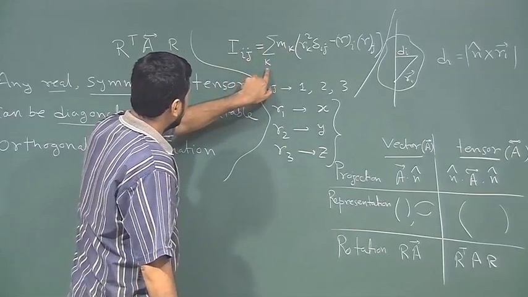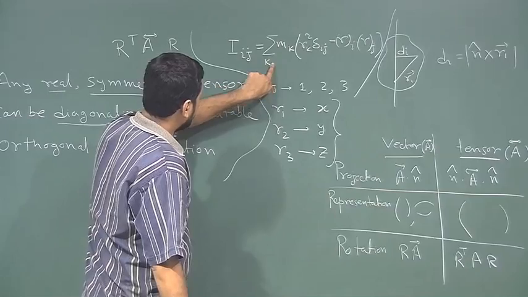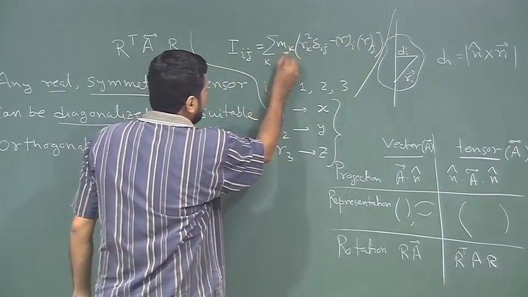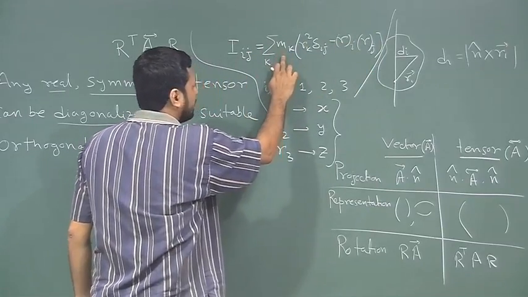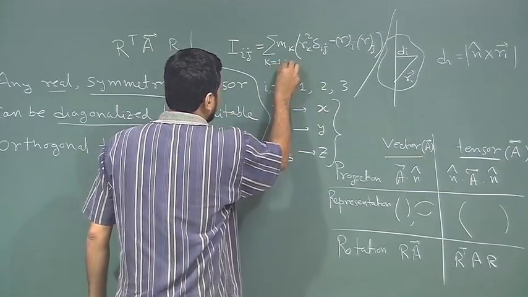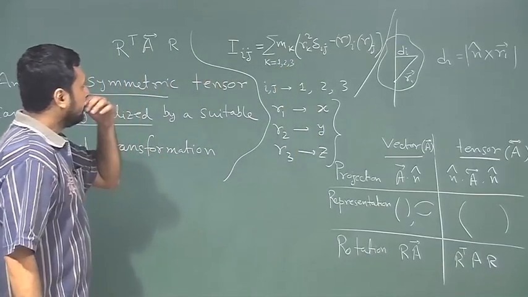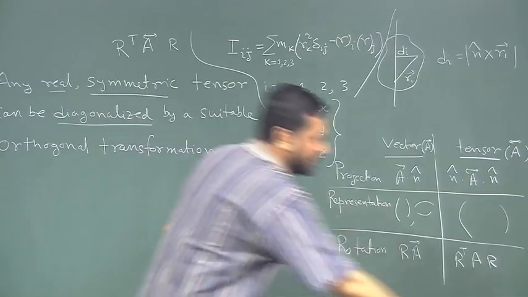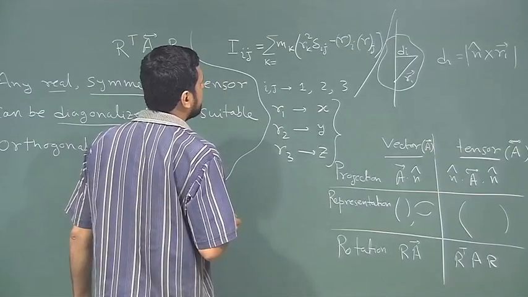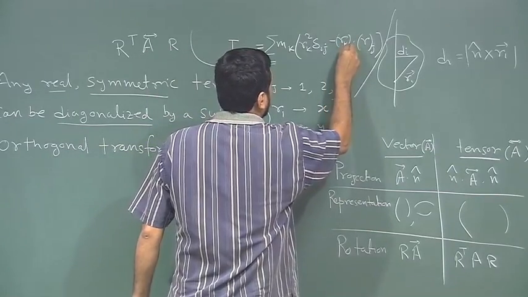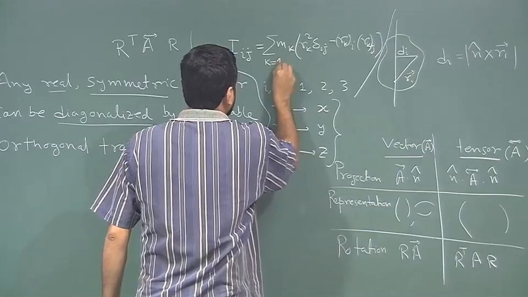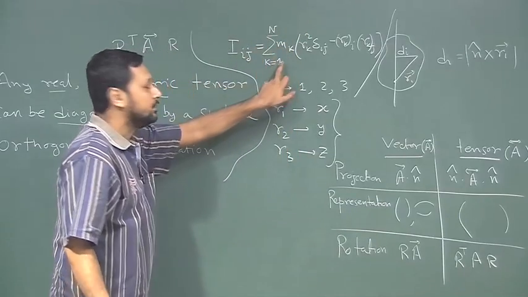And m k. So, there is another index which is a running index over this particular sum. So, m k corresponds to the mass of the kth particle. Sorry, my mistake, this will be r k i and r k j. k can run from 1 to n, n being the number of particles in the rigid body.